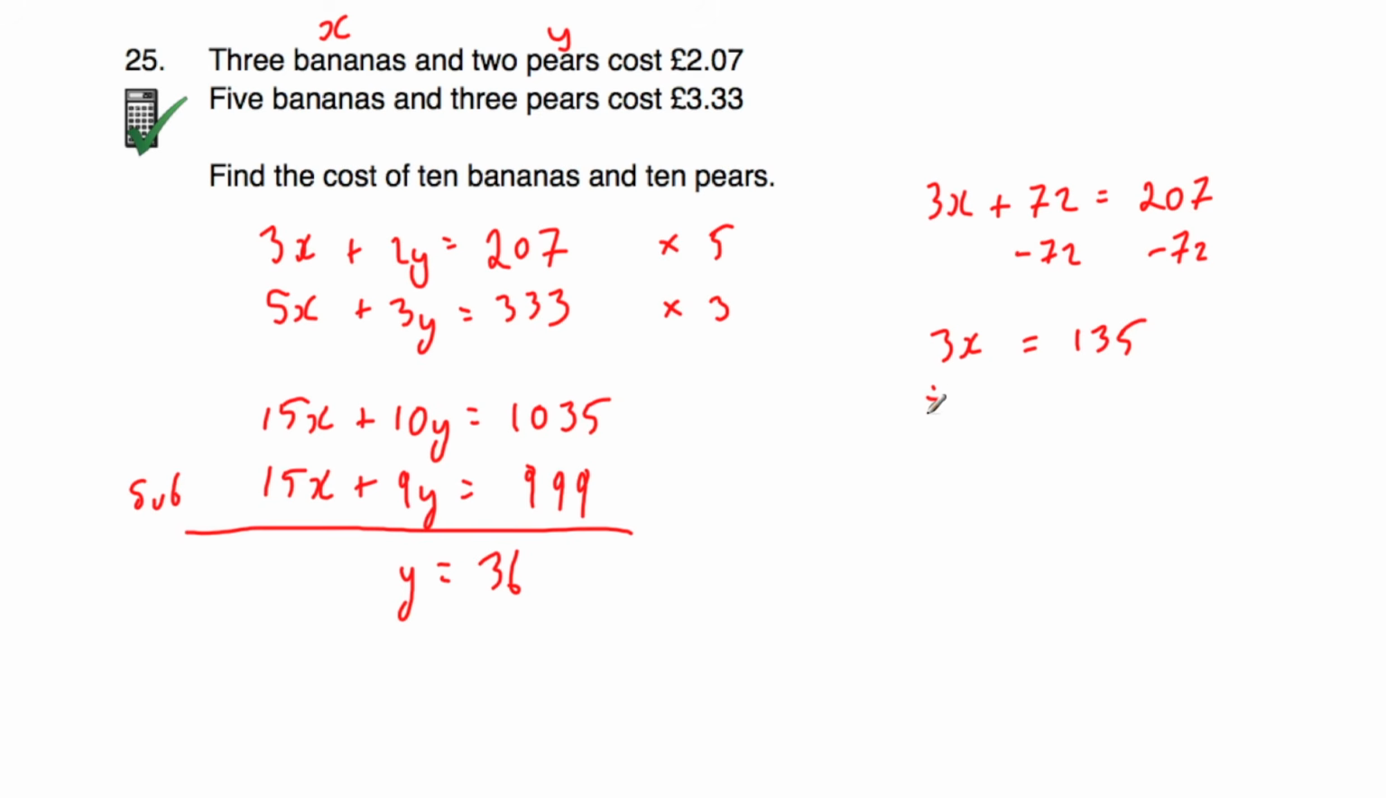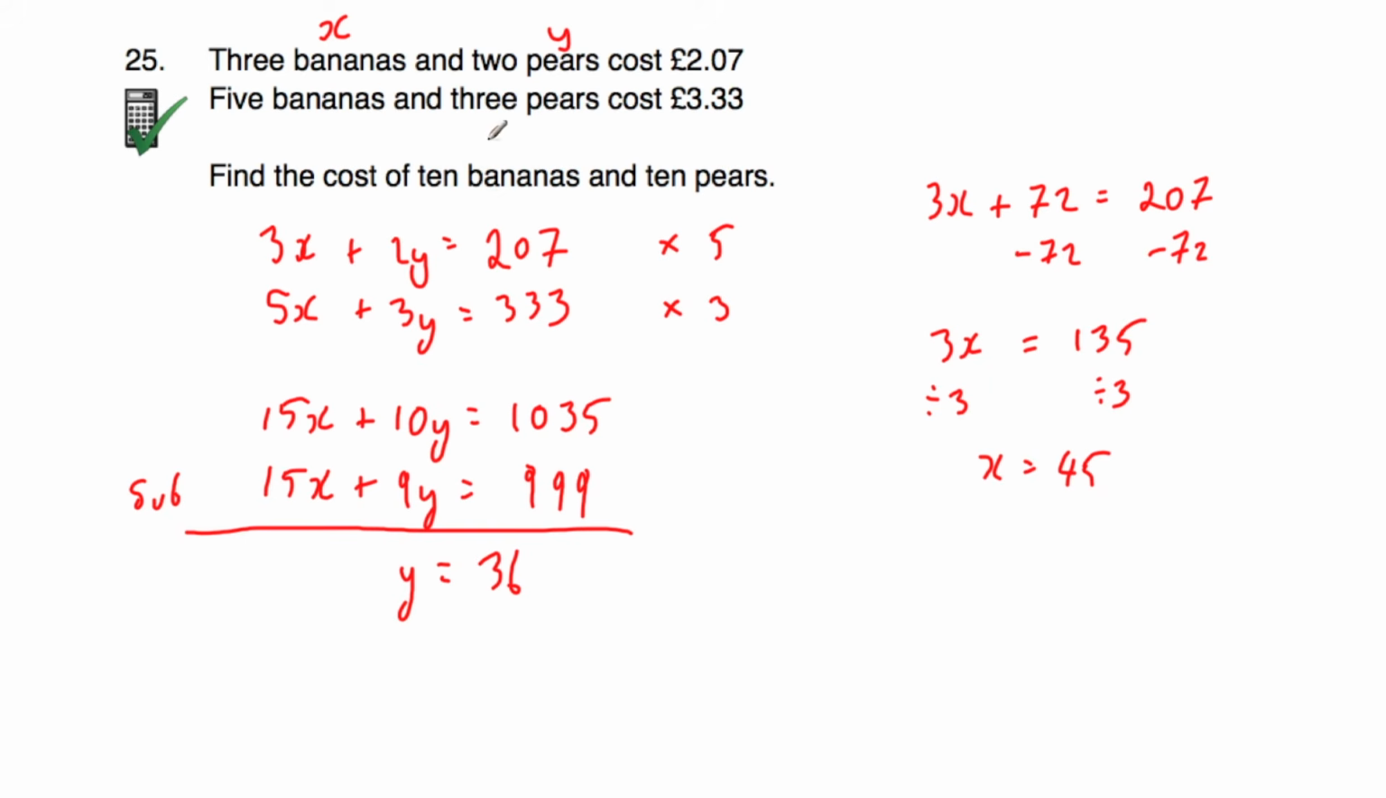So let's divide by 3 and divide by 3, and we'll find that x is equal to, 135 divided by 3 is equal to 45. So it means the cost of a banana is 45p. So now we find the cost of a pear, 36p, and the cost of a banana, 45p. We now can find the cost of 10 bananas and 10 pears.